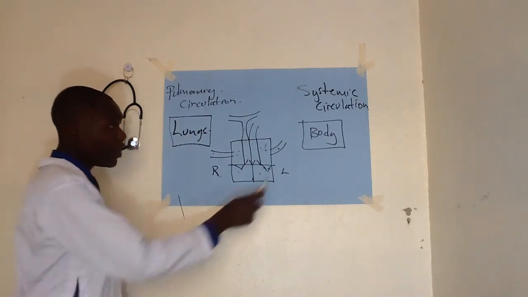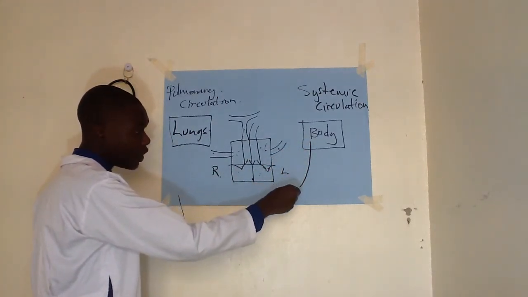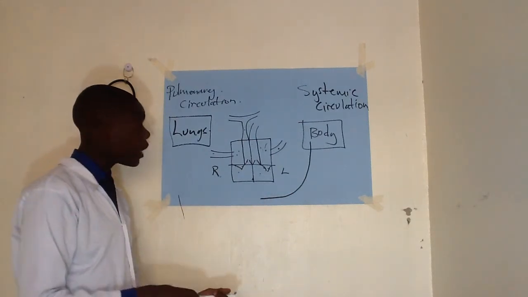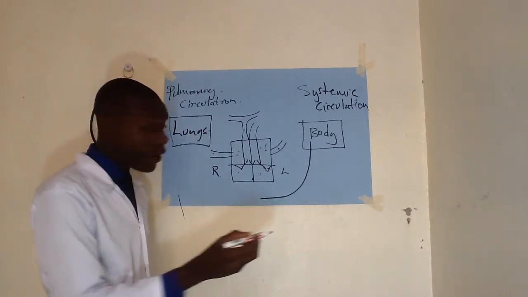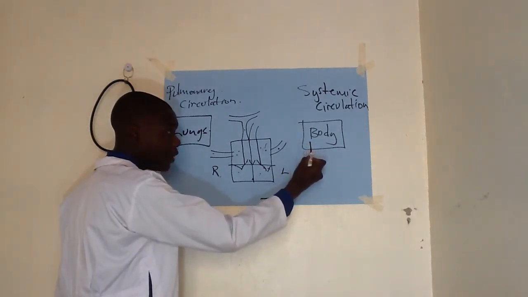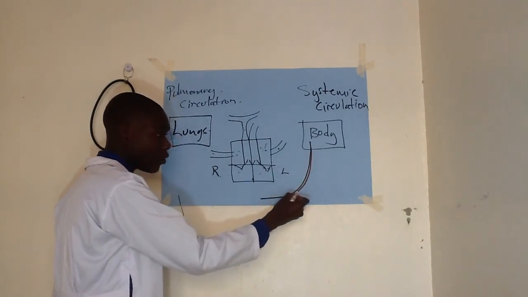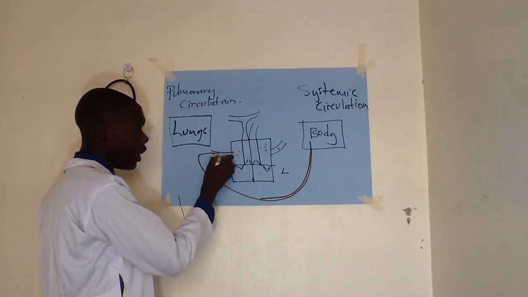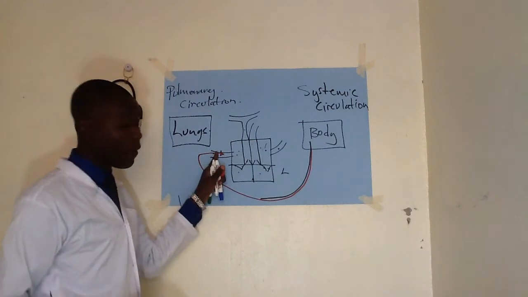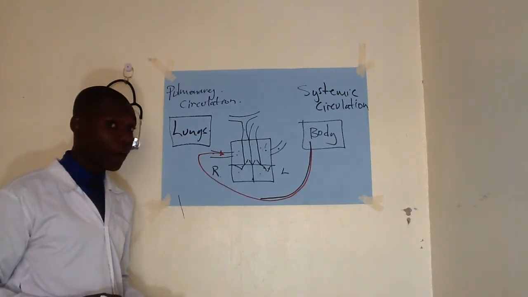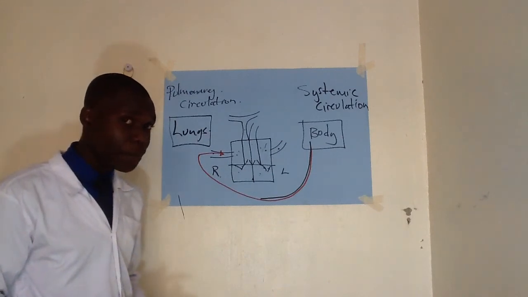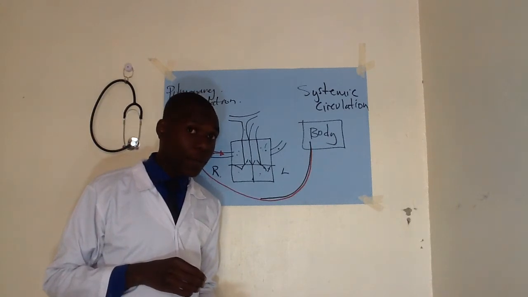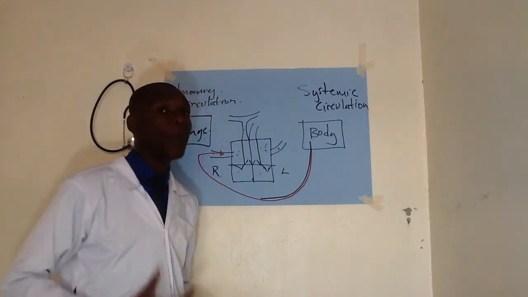So, blood from the body comes when it's deoxygenated. We can use a different color. So, blood from the body comes after giving out its oxygen. So it is deoxygenated, it comes back to the heart and enters the heart through the vena cava. That is both the superior and inferior vena cava, as we talked about. Superior vena cava is bringing blood from the upper part of the body, deoxygenated blood. Inferior vena cava is bringing back deoxygenated blood from the lower part of the body.